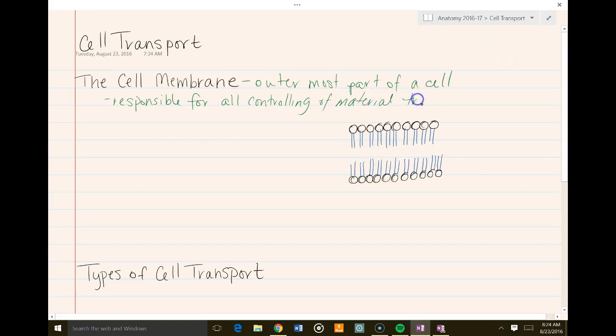materials. So if it wasn't for your cell membrane, materials would be going in and out all the time. But thanks to the cell membrane, we're able to control what goes in and out. So our cell membrane is made up of these unique molecules that are called phospholipids.